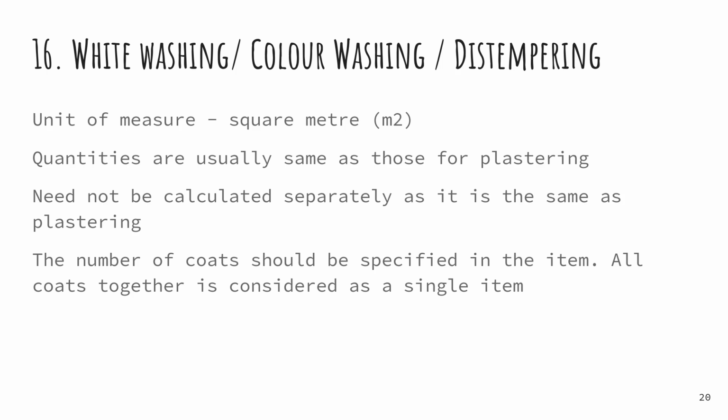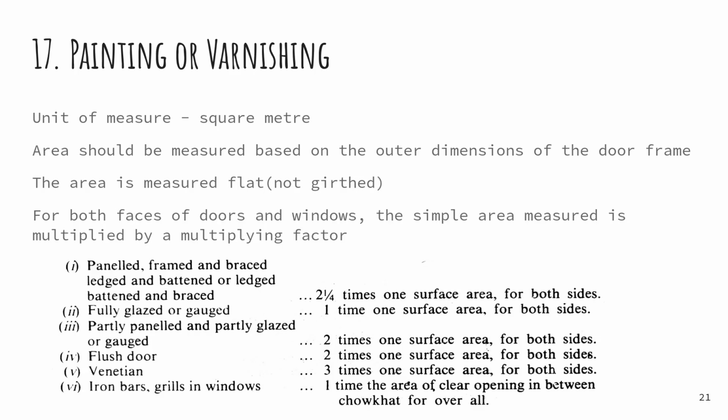Fine. Okay, so the next point is painting or varnishing. Painting and varnishing, the unit of measure is square meter, and area should be measured based on the outer dimensions of the door frame, and the area is measured flat. Because in doors and windows, the surface always is not plain. There could be ups and downs, there could be grooves, there could be certain projections, but while we are calculating, we will be just taking the plain area.